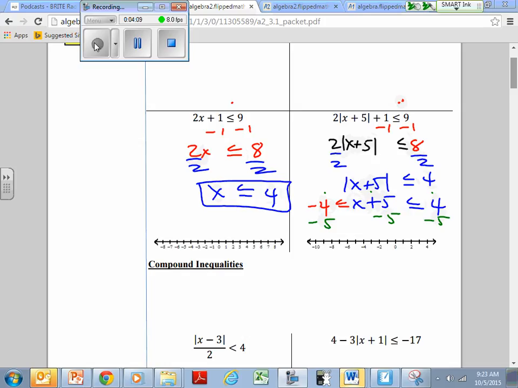5 minus 5 in the middle is 0, so I'm just left with x in the middle. To the right, I have 5 minus 4, which is a -1. And over here to the left, I have -4 minus 5, which is a -9. The symbols just fall down. All right, let's pause.